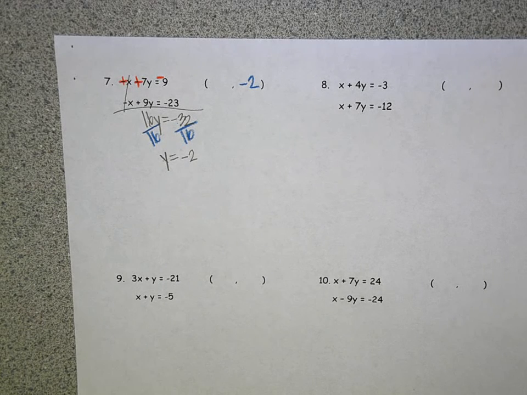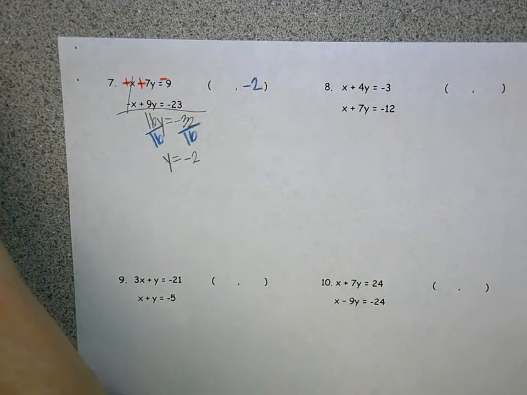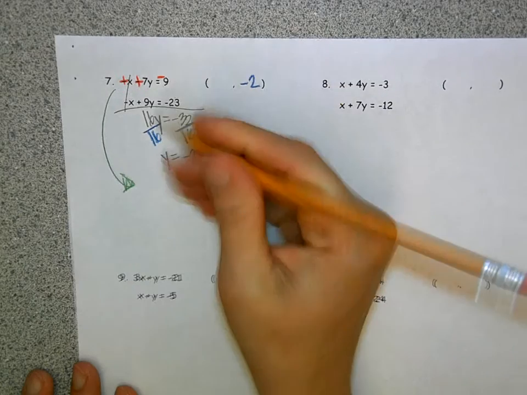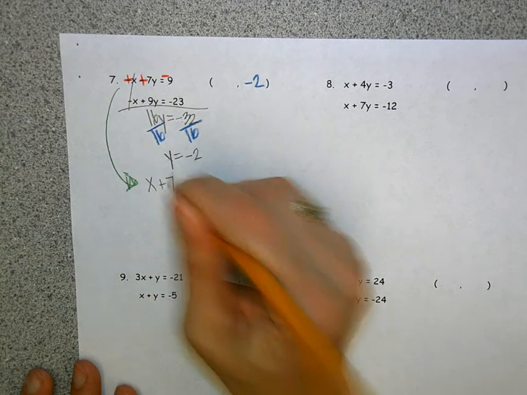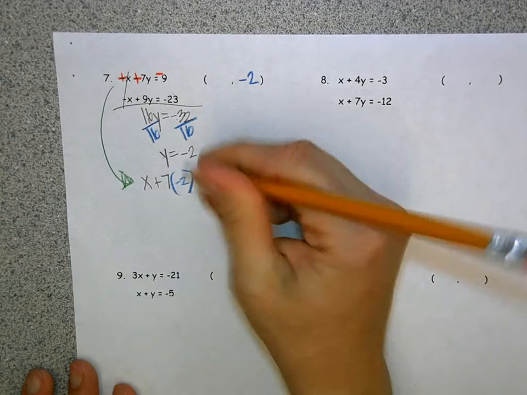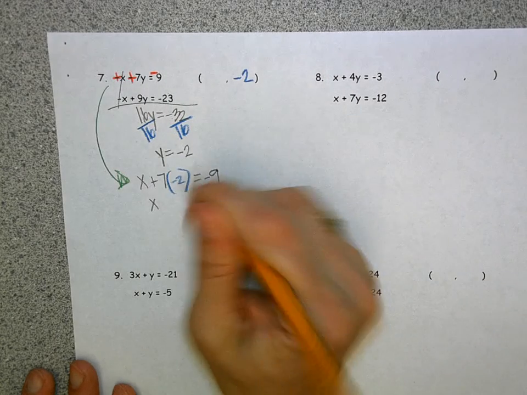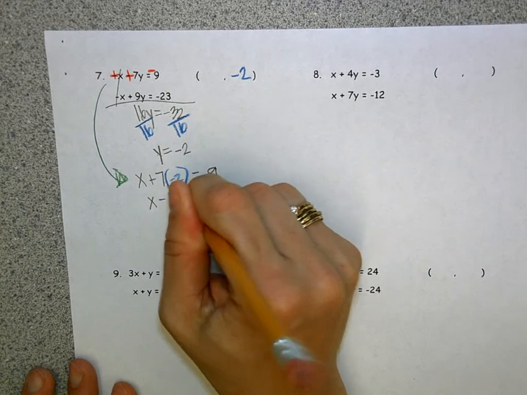Plug it in, exactly. So you pick which equation, does not matter which one. I'm going to choose this first one just because it looks like it might be easier. So x plus 7 multiplied by negative 2, so I'm plugging in the negative 2, equals negative 9. Then 7 times negative 2 is minus 14, equals negative 9.